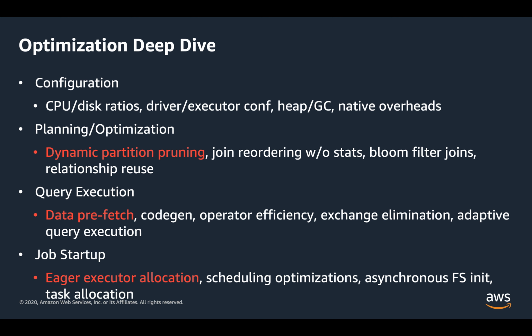Newer versions of EMR from version 5.28 onwards run Spark much faster than the previous versions, and when you switch to a newer version, you automatically get these improvements and benefits. You will automatically see job runtimes improve, which will lead to cost reduction.